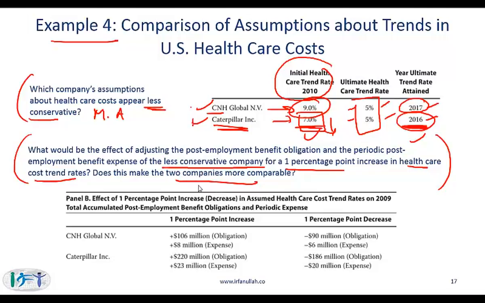So what we are now saying is that if there is a 1 percentage point increase, so from 7% we assume an 8% growth rate for the less conservative company, which is the more aggressive company, does it make it easier to compare with the other company? We are moving in the right direction. Ideally, they should go up by 2%. But notice that as we increase the rate from 7% to 8%, what is happening to the obligation? The obligation is increasing by 220 million. The expense is also increasing. So just keep that in mind.